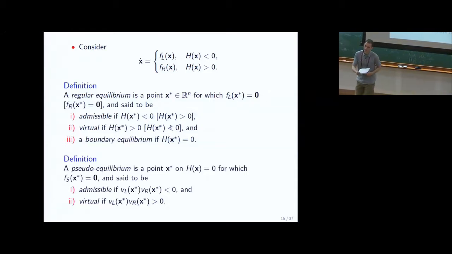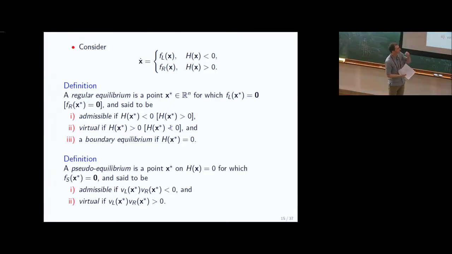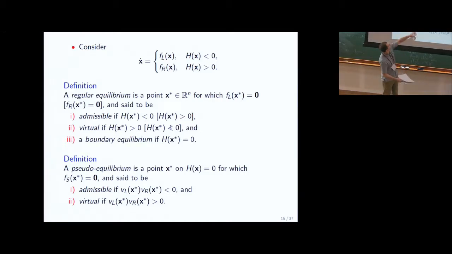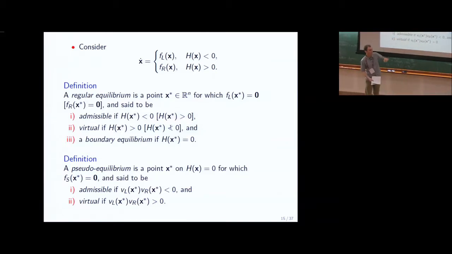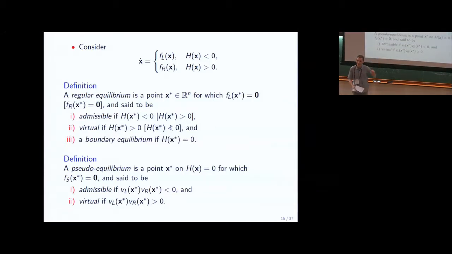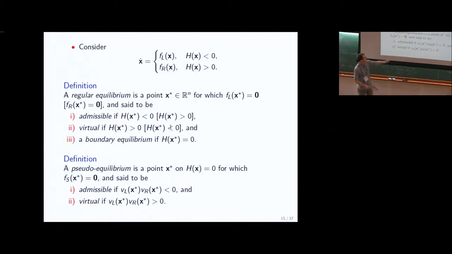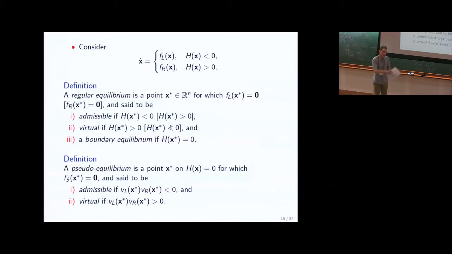Okay, in the lecture this morning, we saw the sliding vector field. The sliding vector field itself could have an equilibrium, and such an equilibrium we call a pseudo-equilibrium. A pseudo-equilibrium is a point at which the sliding vector field is zero. If the pseudo-equilibrium lies on a sliding region, then we say it's admissible. It could be either an attracting sliding region or a repelling sliding region.